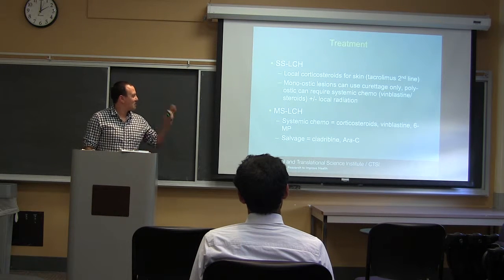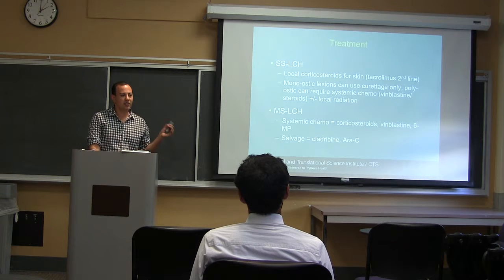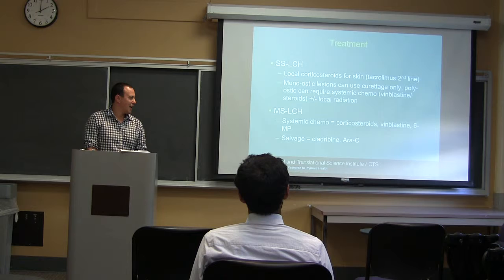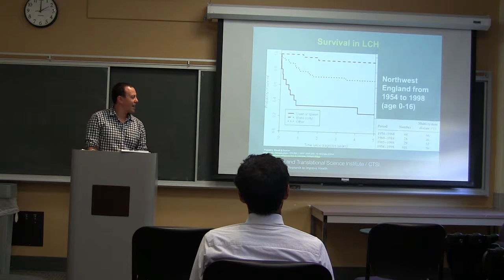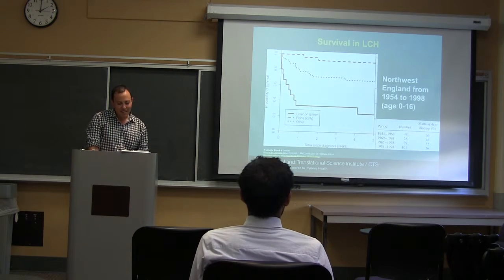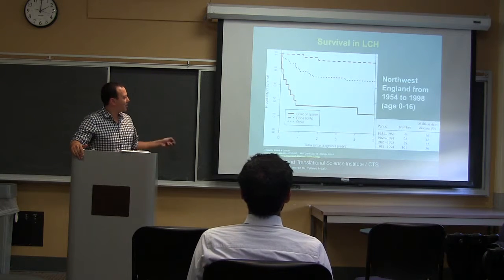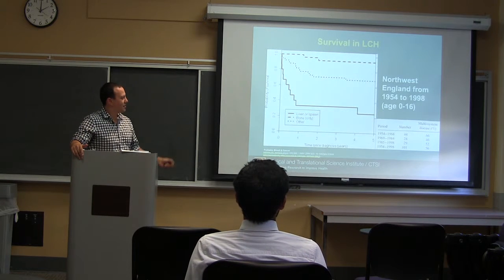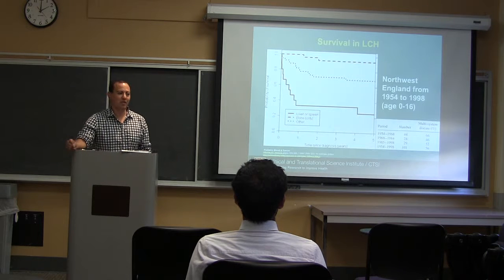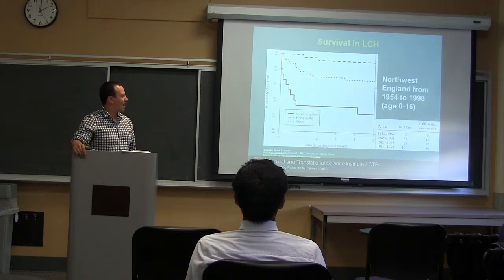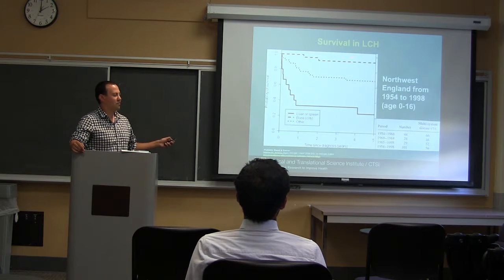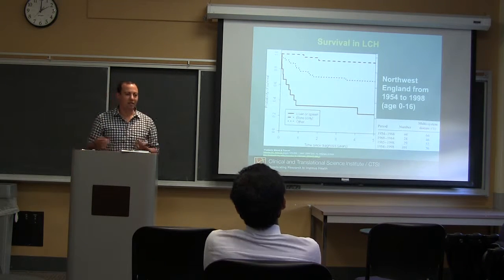Treatment, I don't even want to go into too much, but single system tends to be more locally based, and multi-system, of course, we're going to have to use systemic chemotherapy. In terms of survival, this is not current data, I should add. Our survival curves are going to be migrated upwards now, because this is 1954 to 1998, and our chemotherapy regimens have gotten a lot better. But I think the overall picture is still important. Kids with liver, spleen, multi-system involvement are going to do much more poorly than kids up here who just have bone, which is a proxy for single system.